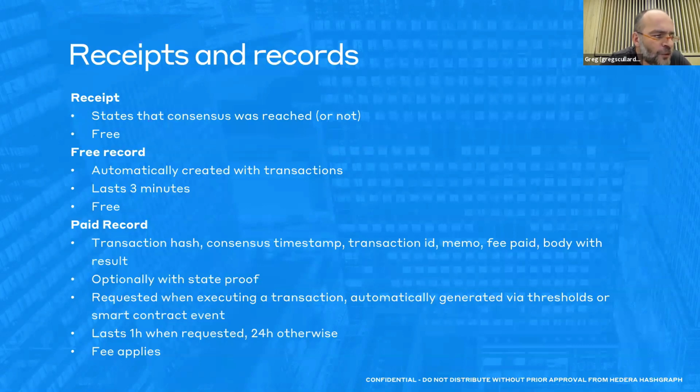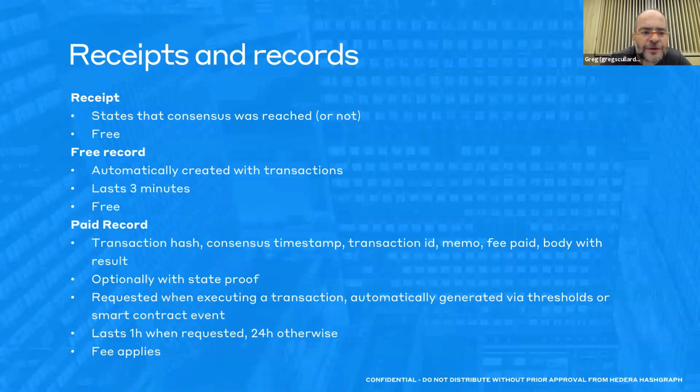So if you're paying for something or doing something of significance that you feel you may need to prove later on, there are a number of ways in which you can do so. The first one is a receipt, and frankly, that's not really proving much, other than consensus was reached for a given transaction. So a receipt is more: my transaction ran and reached consensus, or no, it didn't, and it contains the necessary information, error codes and so on, to help you figure out why.